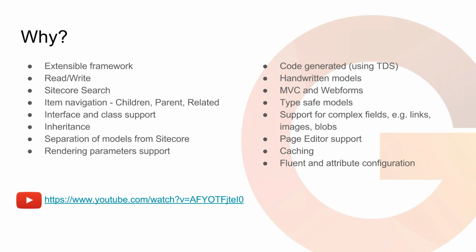We can also do strongly typed rendering parameters for those of you who use rendering parameters with your components. As we saw before, Sean Holmesby showed us that we can do code generation, and we use TDS to do that. But of course you can do handwritten models. You've seen how simple the models are to write, so there's no reason why you can't just sit there and type them out. And that, again, is my preferred route, but it's not for everyone.